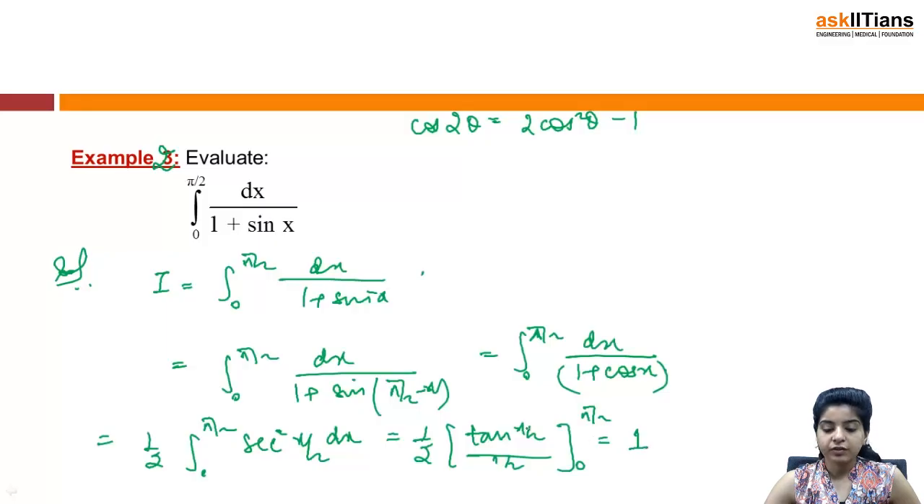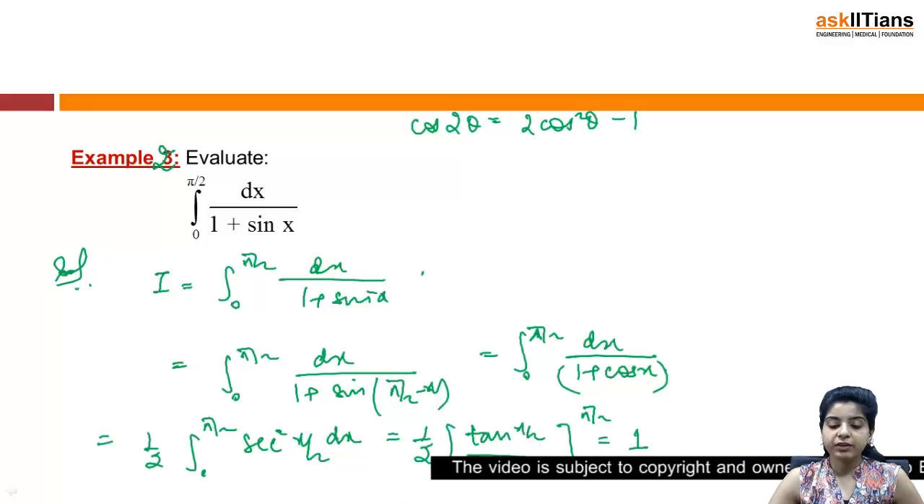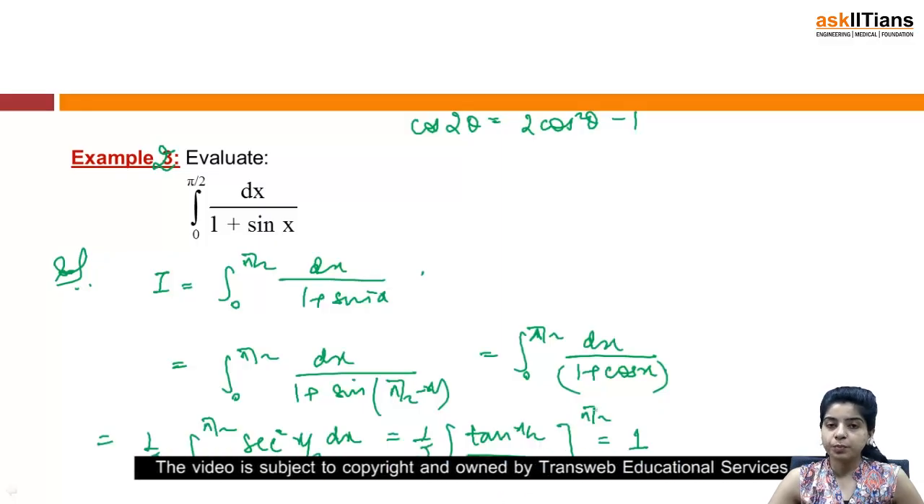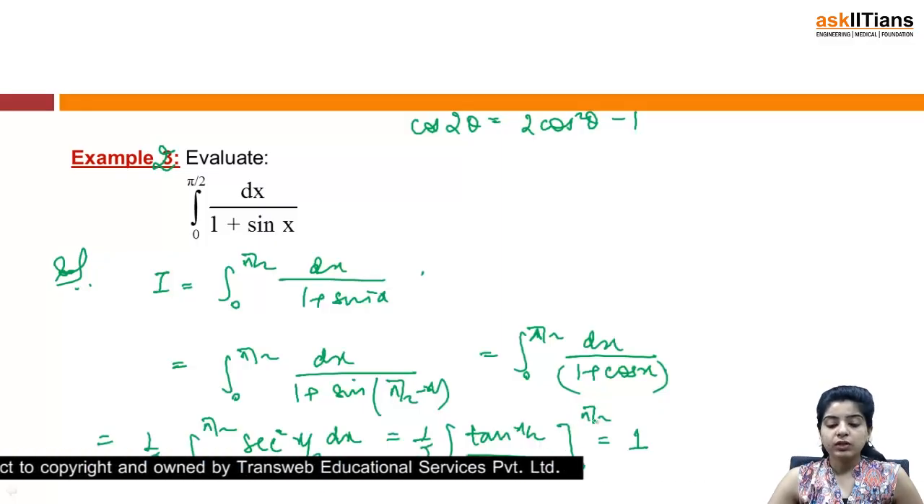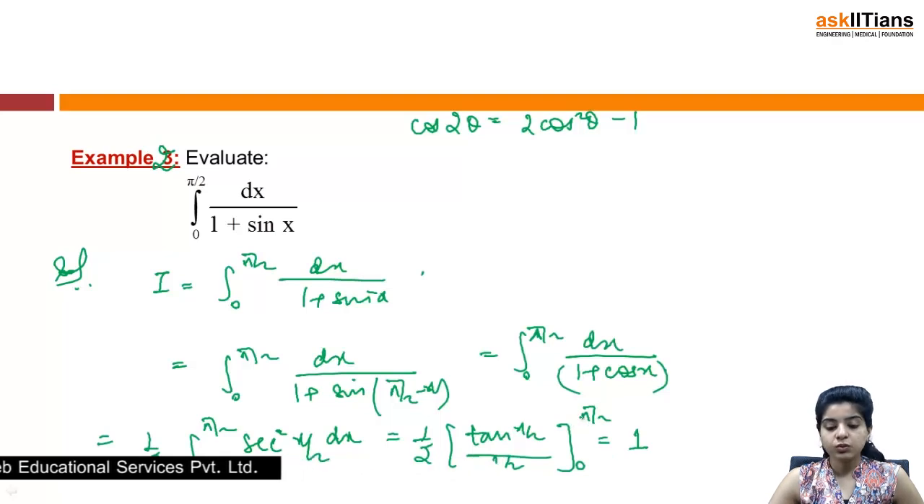Sorry, it will become x by 2 instead of x by 2. Now we will substitute in place of x as 90 and then we will have it as 0. And so you get the result as 1. So half of tan x by 2 by half gets cancelled. We have tan x by 2 from 0 to pi by 2. So now we will substitute in place of x pi by 2 and so we will get the result as 1.